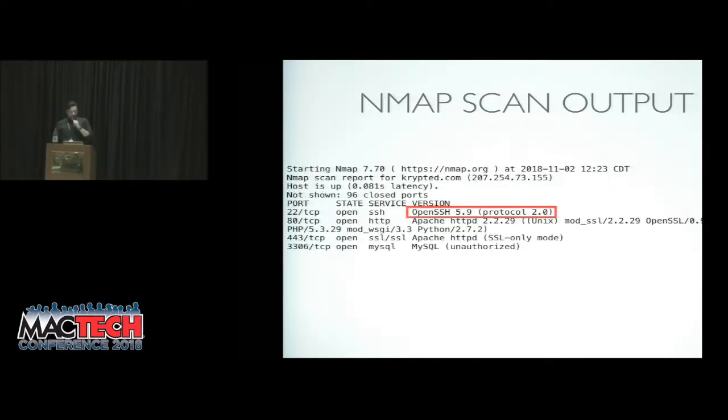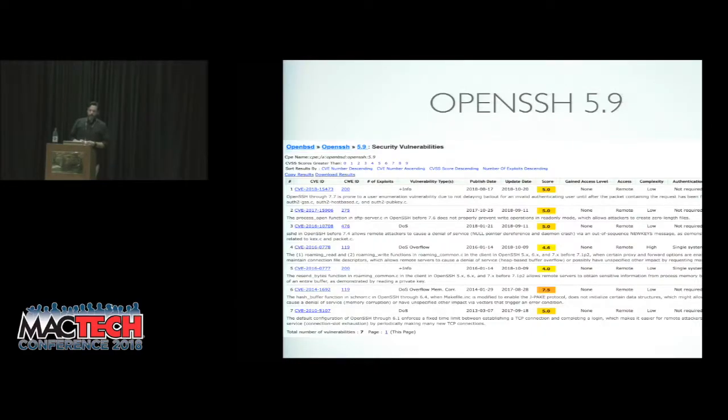But when you run an Nmap scan, such as this one, you can actually get the version that's running, so OpenSSH, and that, again, you can look up in CVEs and try to find ways to attack systems. And then that version of OpenSSH, here's a bunch of CVEs for it.